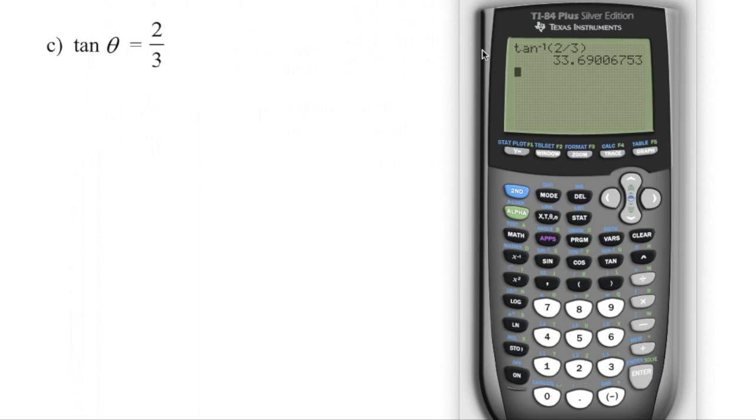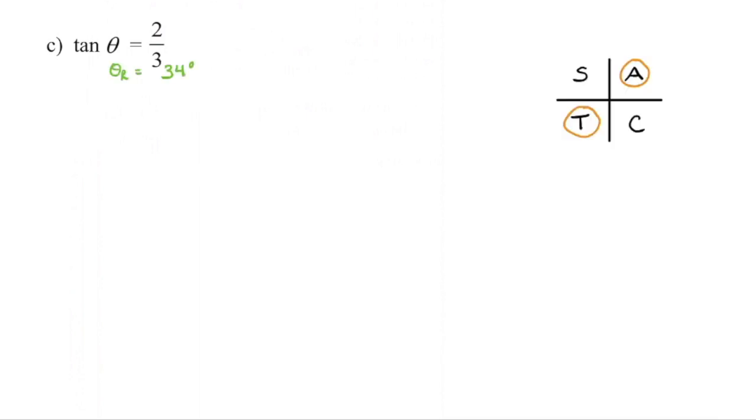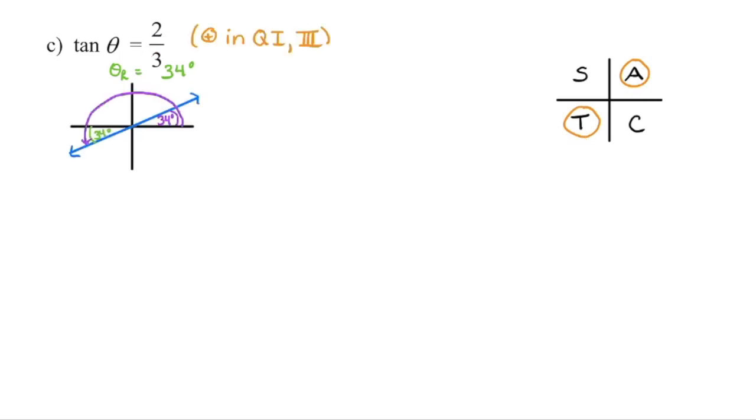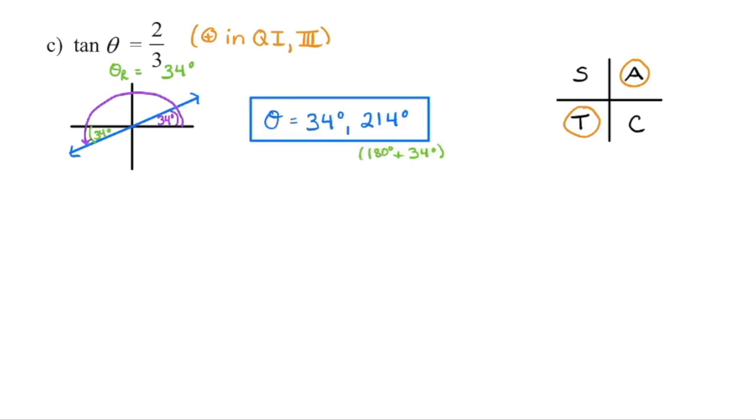Make sure when you find the reference angle, you're taking the inverse of that. 2 divided by 3 is how you would enter that, and put brackets around that fraction. And then we can see that tangent is positive in quadrant 1 and quadrant 3. So we can go ahead and sketch those angles, and then we can calculate the angle of rotation for each.